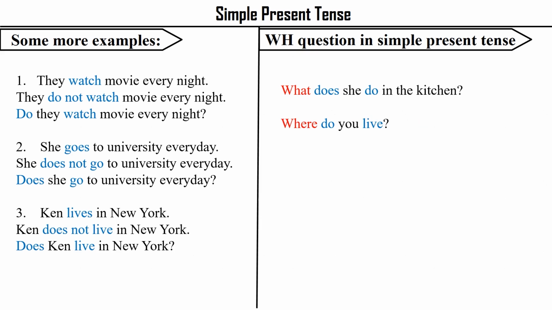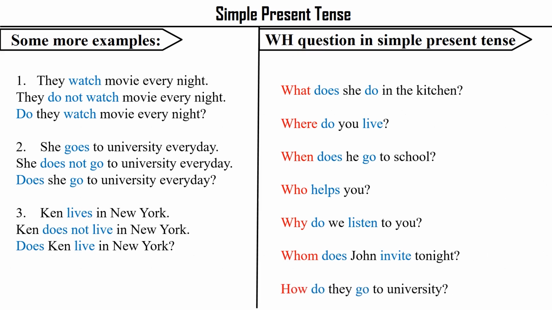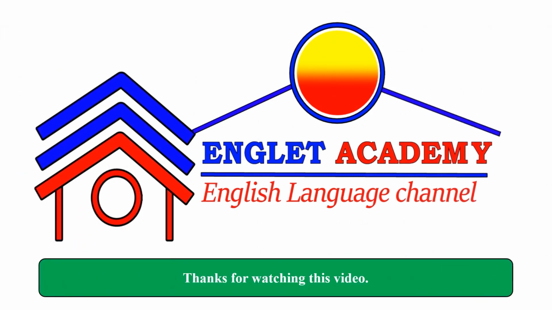Or where do you live? When does he go to school? Who helps you? Why do we listen to you? Whom does John invite tonight? Or how do they go to university? Etc.